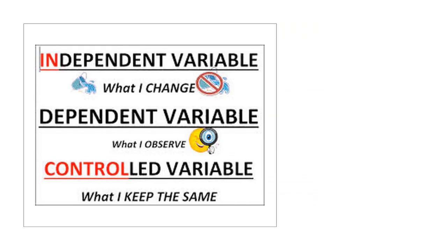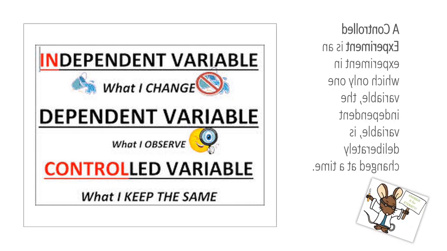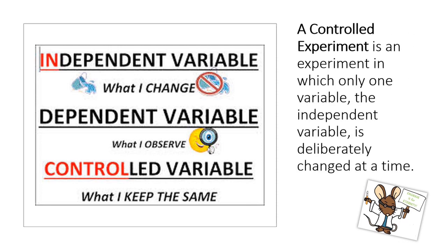So here are variables. Now, I said we would talk a little bit more about variables, so here we go. Your independent variable you can think of as what you change. Your dependent variable is what you observe. And your controlled variable is what you keep the same. A controlled experiment is one in which only one variable, the independent variable, is deliberately changed at a time.